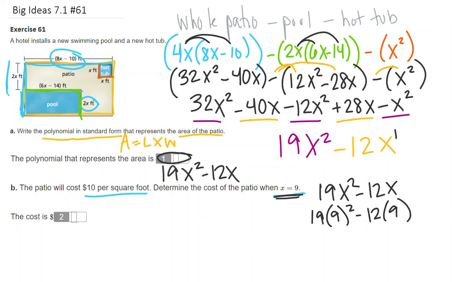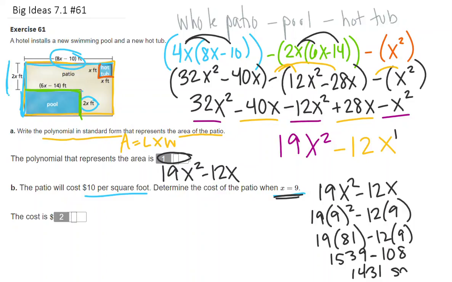And then simplify. Using order of operations, we have to do that 9 squared first. So we have 19 times 81 minus 12 times 9. And simplifying our multiplication next, we have 1,539 minus 108. And subtracting, now we have 1,431 square feet. That's the area of our patio when x is 9.